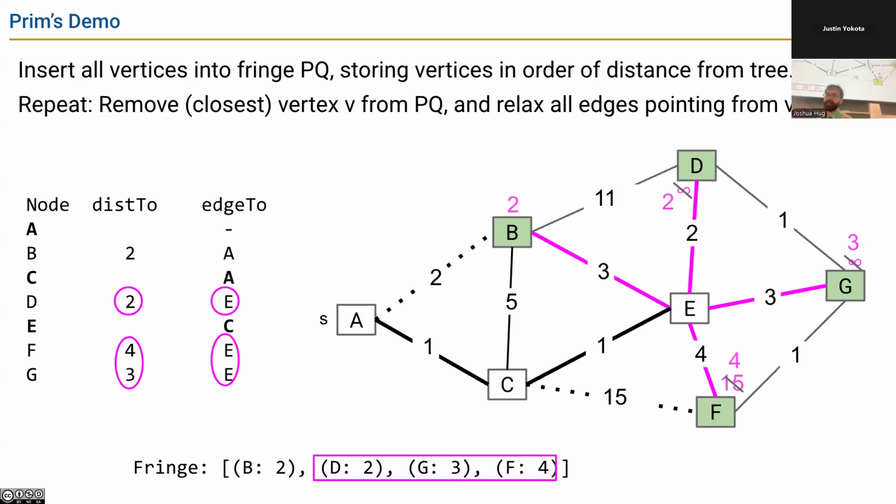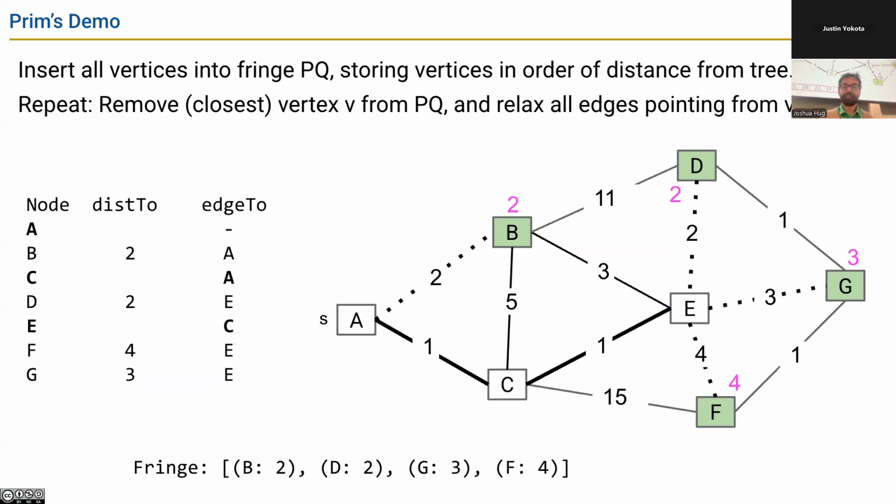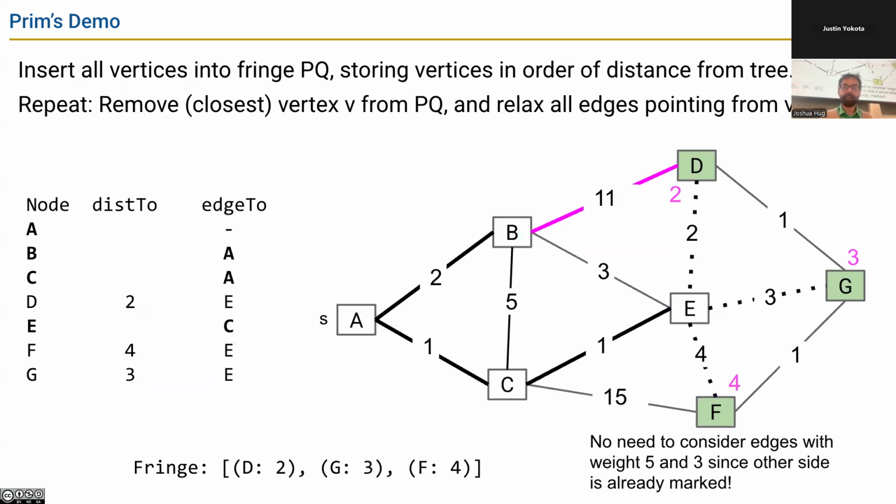Oh, Dijkstra's in this. Sorry, Ben, go ahead. But this is the same thing as running Dijkstra's. It's just with the distance metric as distance from tree rather than distance to source. Exactly. Sorry. Okay.